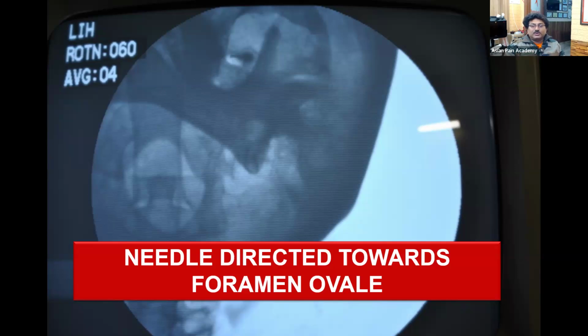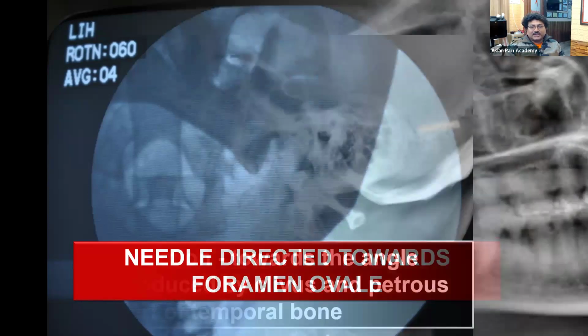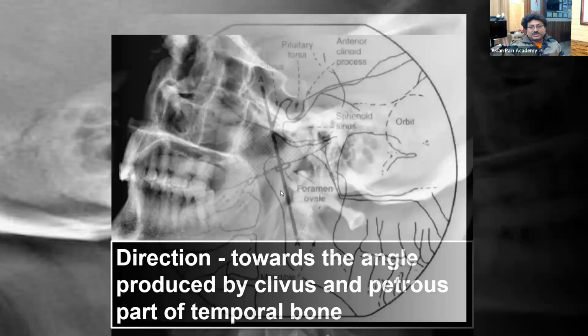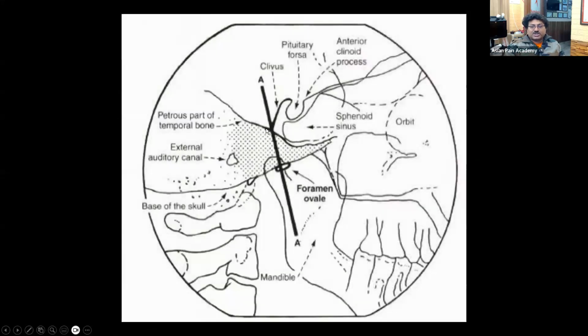Once completed, we usually inject a small amount, usually 1 milligram, of a soluble steroid, most commonly dexamethasone, and then we take the needle out. So that's the usual technique for this procedure. And the direction, always remember, it should be towards the clivopetrous junction but not crossing the clivopetrous junction. So this is the direction of it.